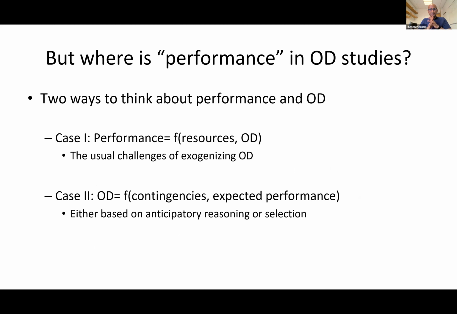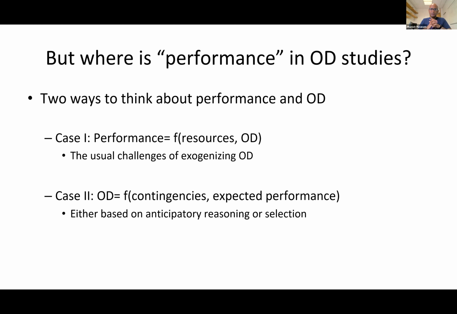So case one, we have some function like this, which says there's a performance outcome, which is a function of the resources or contingencies the organization has and its design, okay? Here, the usual challenge is, how do you exogenize the design and get causal inference about this relationship? But that's no different from the problem of estimating the effect of strategy on performance. It's exactly the same thing, okay? And we have to be clever about finding instruments, partial exogeneity, or run experiments of some kind.